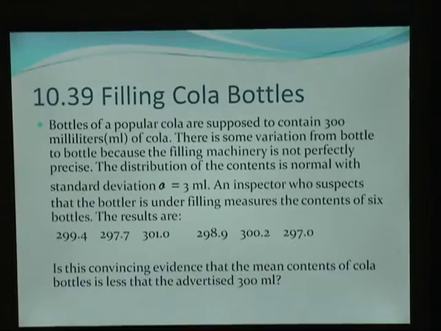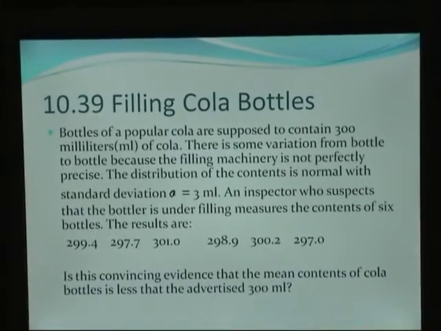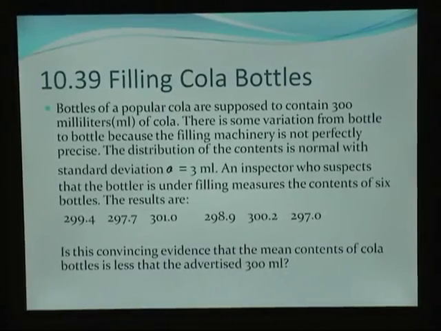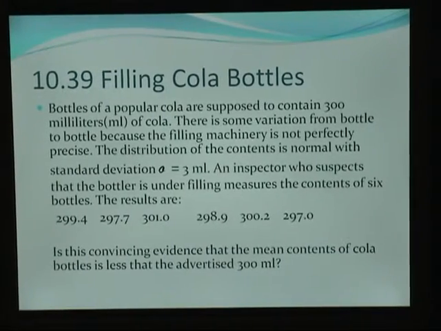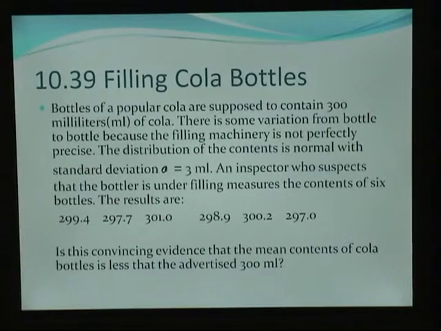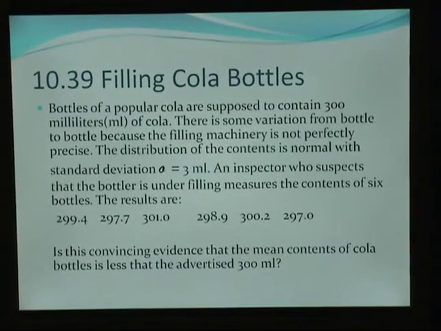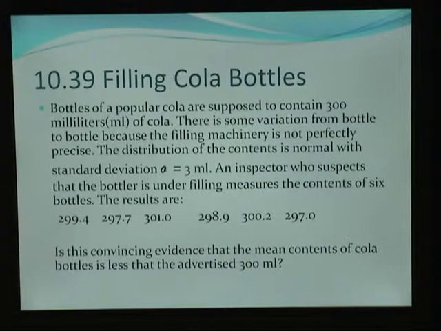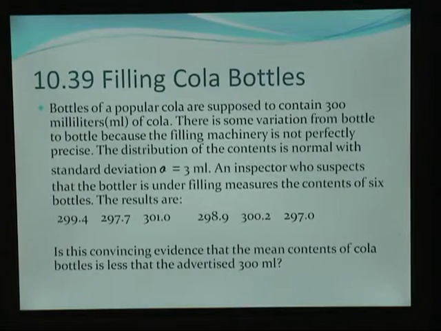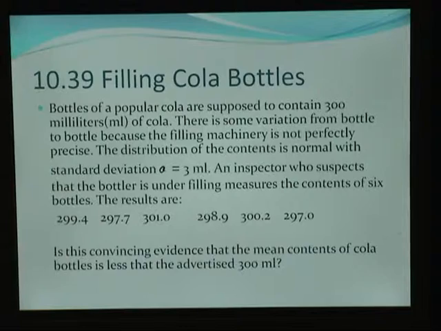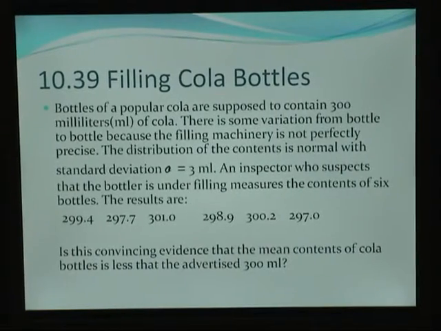We will be doing exercise 10.39, which is titled Filling Cola Bottles. Bottles of popular cola are supposed to contain 300 milliliters of cola. There is some variation from bottle to bottle because the filling machinery is not perfectly precise. The distribution of the contents is normal with standard deviation sigma equals 3 milliliters. An inspector who suspects that the bottles are underfilling measures the contents of 6 bottles.